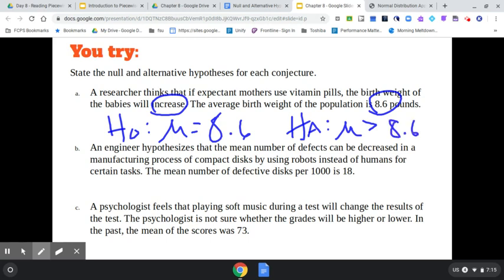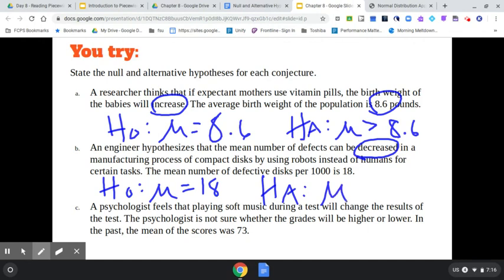B, an engineer hypothesizes that the mean number of defects can be decreased in a manufacturing process of compact discs by using robots instead of humans for certain tasks. The mean number of defective discs per 1,000 is 18. All right, so if nothing's changing about that value, mu is going to stay 18 per 1,000. If something is changing, we believe that it's going to decrease. So mu is less than 18 per 1,000.